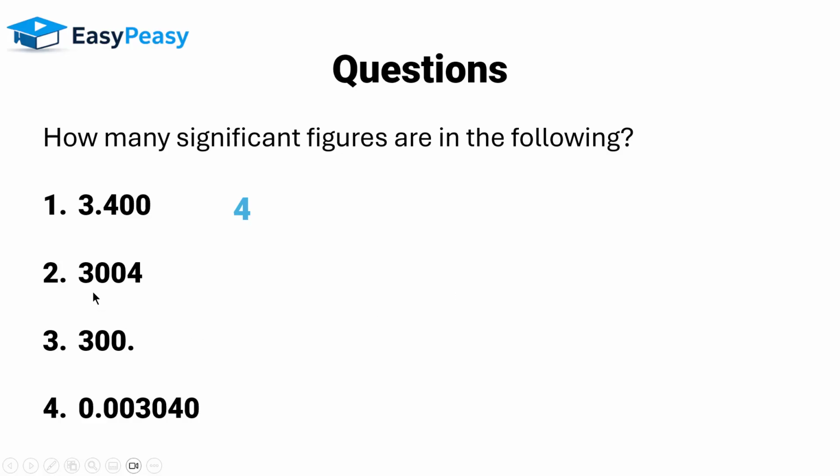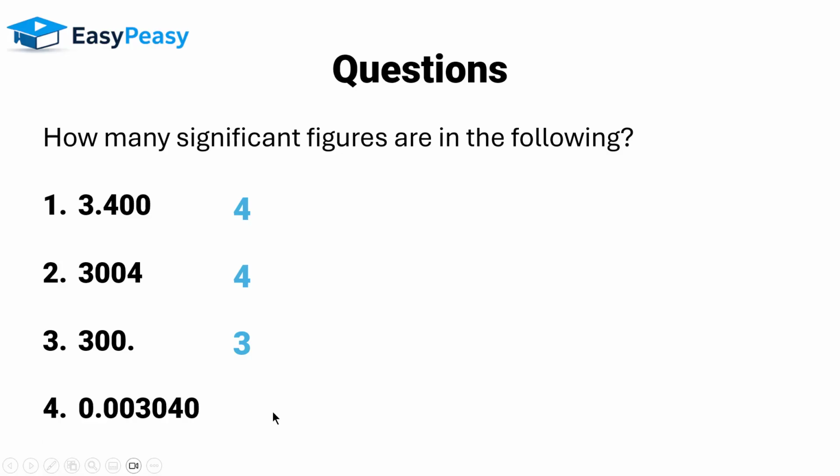Next, 3004. Again, the answer is 4 because these two zeros are present in between the non-zero digits. Third, 300 point. The answer is 3 because we have a decimal point and the 300. So 1, 2, 3, 3 digits.